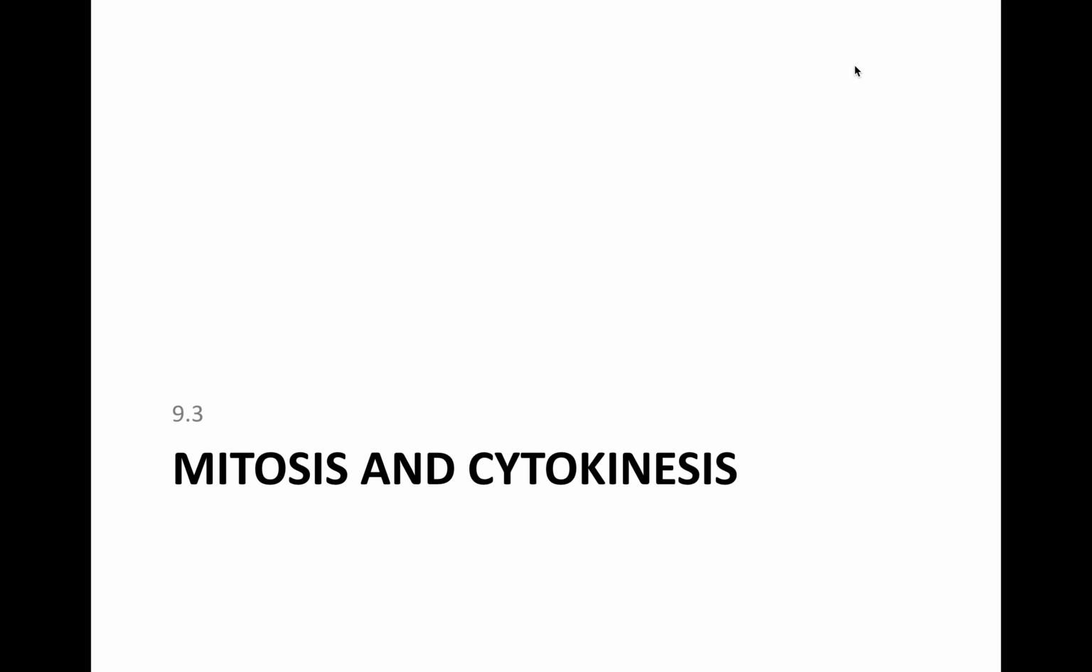All right, so 9.3 is we're going to talk about mitosis and cytokinesis. We've already gone through the interphase portion of the cell cycle. Remember, some of you didn't do the correct one pager. The cell cycle is that circle, it's a cycle, so it's the circle diagram. She's going to give some of those back to you, and you can redo them for full credit.